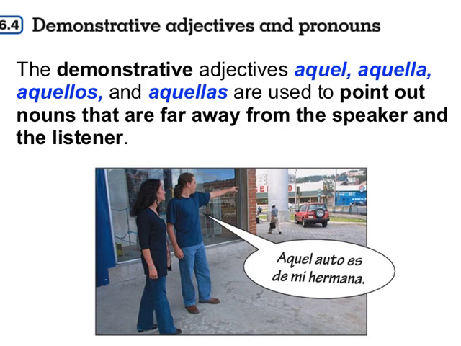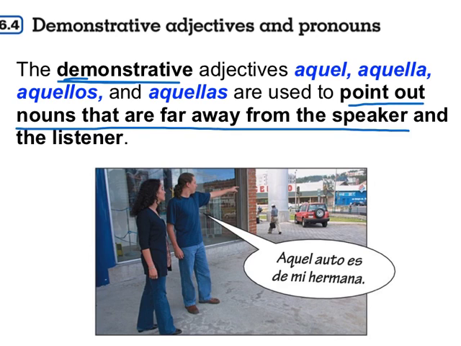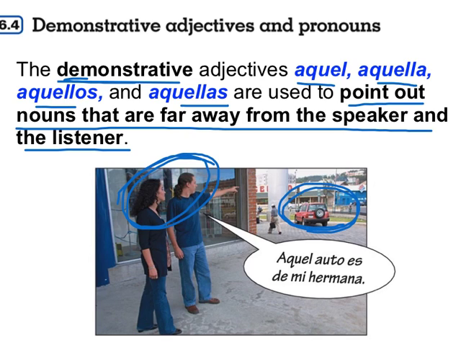Then the final group of demonstrative adjectives are the ones that in English we don't have. But in Spanish, they like to point out those nouns that are far away from both the speaker and the listener. Aquel, aquella, aquellos, aquellas. And once again, it's all about number and gender. So we have both the speaker and the listener right here, and we have this object far away from both of them. Aquel auto es de mi hermana. Because auto is masculine singular, you're going to use a form of aquel.